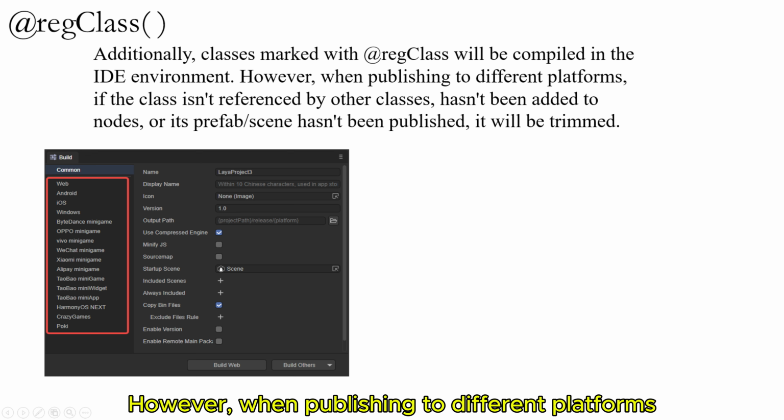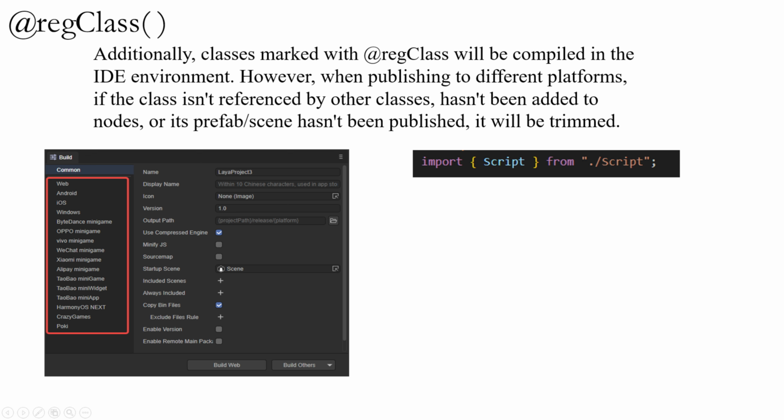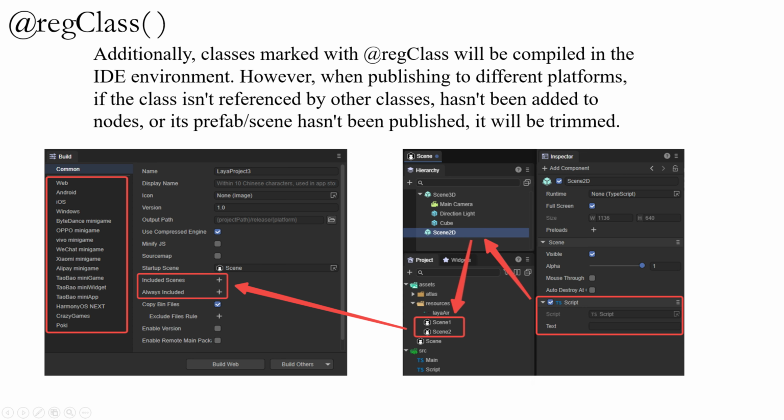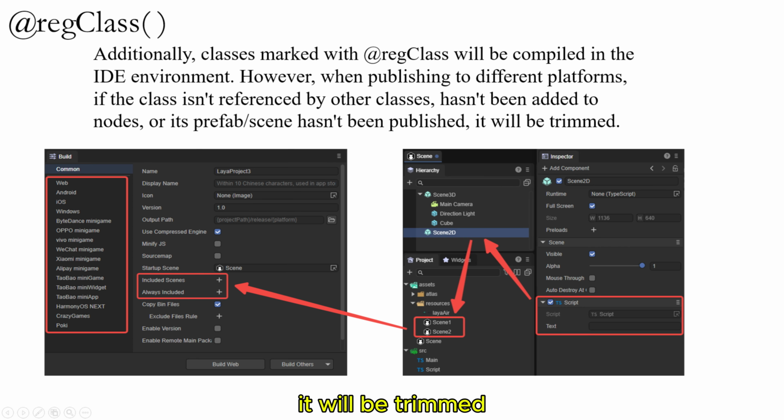However, when publishing to different platforms, if the class isn't referenced by other classes, hasn't been added to nodes, or its prefab scene hasn't been published, it will be trimmed.